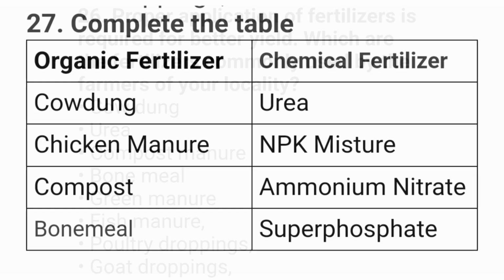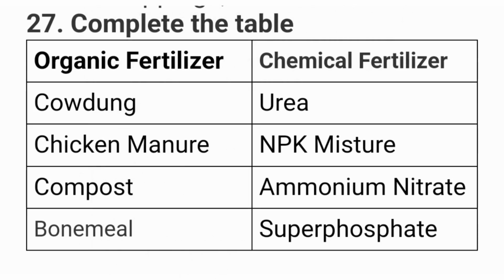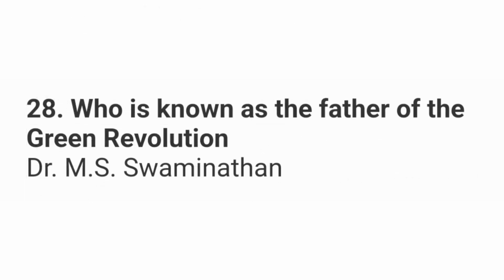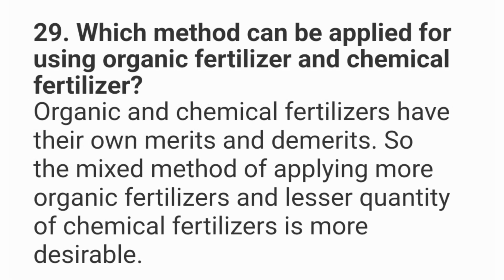Question number 27. Complete the table. Organic fertilizer and chemical fertilizer. Organic fertilizer: cow dung, chicken manure, compost, bone meal. Chemical fertilizer: urea, NPK mixture, ammonium nitrate, superphosphate. Question number 28. Who is known as the father of the Green Revolution? Answer. Dr. M.S. Swaminathan.